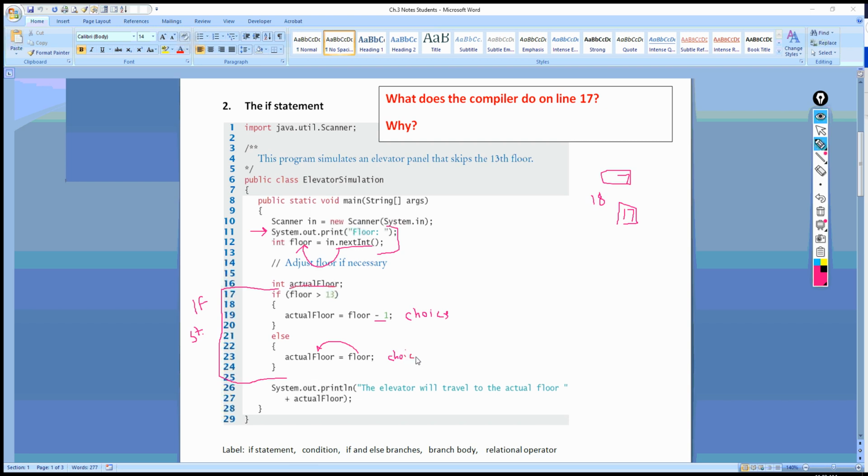Now we said that a decision made by the compiler is based on the condition. Well, the condition is what? What is the condition that the compiler is going to use to make the decision? And if you remember what we did previously, we were saying conditions in the form of a question. Well, after the user enters a number, let's say they did 18, the compiler is going to ask, is 18 greater than 13?